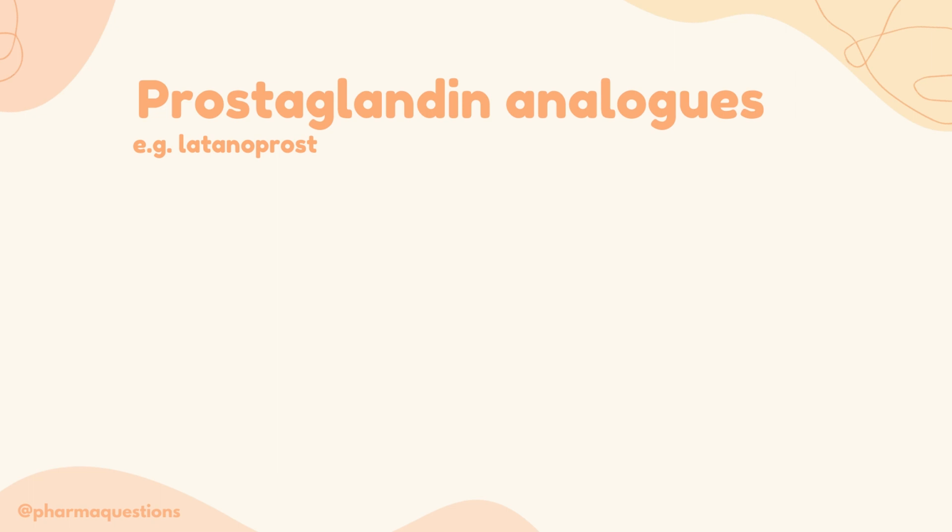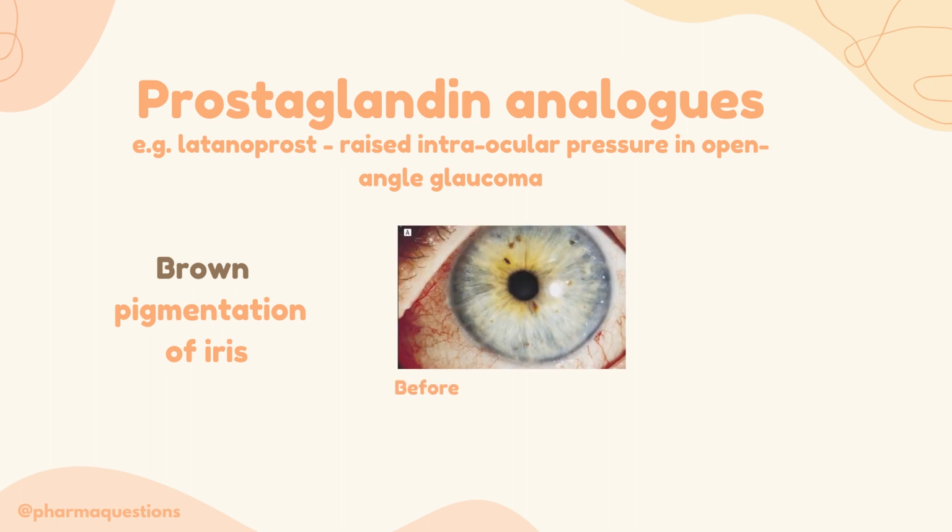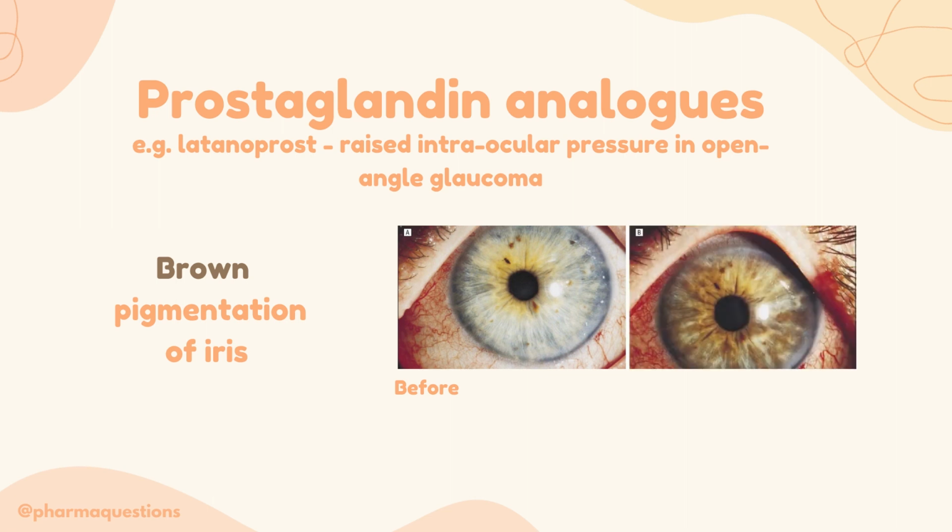The next drug we'll be looking at are prostaglandin analogues. These are a class of drugs used to treat raised intraocular pressure in open-angle glaucoma. An example of a prostaglandin analogue is latanoprost. This drug has the potential to cause brown pigmentation in the iris, which I find super interesting. Being able to visualize this side effect really helps with memorization, so I'll be sharing some images of this effect. Here you have the before image of blue eyes, and after the use of latanoprost you can see that the eye colour has changed to a blue-brown shade.